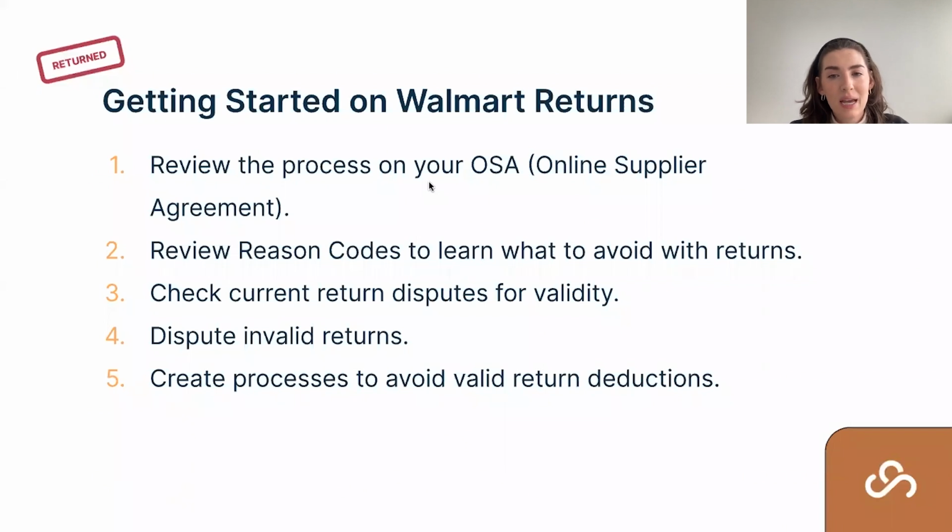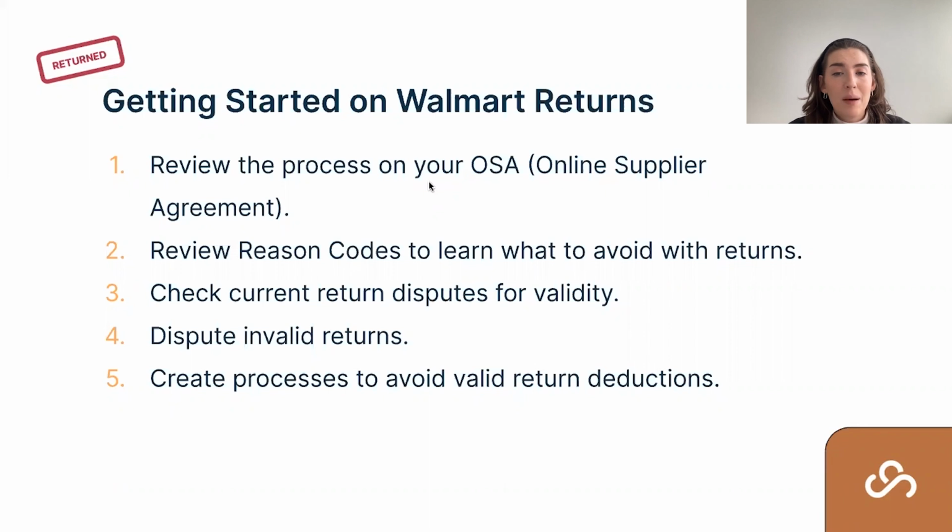Know your OSA. So what is your OSA? That's your online supplier agreement, and it's your agreement with Walmart outlining all of the information that you agree to adhere to when working with Walmart. So your returns process, your allowances, your shipping and payment terms are all going to be in your OSA.